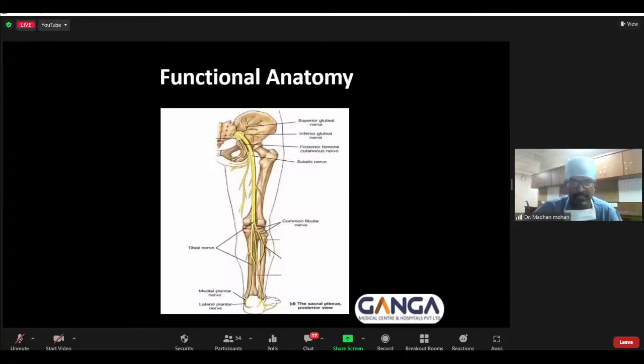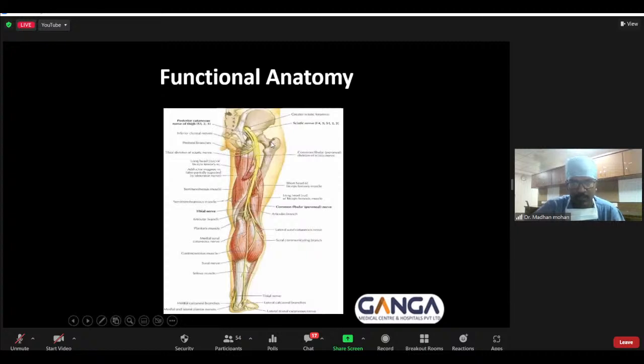Coming on to the functional anatomy, as discussed by Madhan, the sciatic nerve is the largest branch of the sacral plexus, having a root value of L4, L5, S1, S2, S3, and it is 2 centimeter in diameter and 45 centimeter in length. It exits the pelvis through the greater sciatic notch and descends into the posterior compartment of the thigh, between the greater trochanter and the ischial tuberosity, where it gives numerous articular branches to the hip joint and knee joint. At the level of the distal 1/3 of the femur, it diverges into the tibial nerve and the common peroneal nerve.